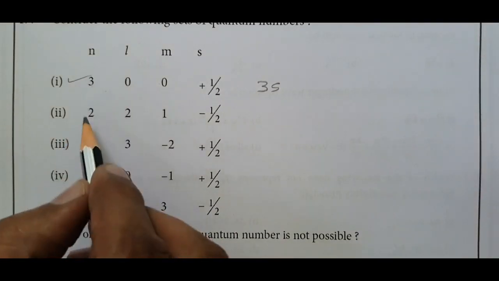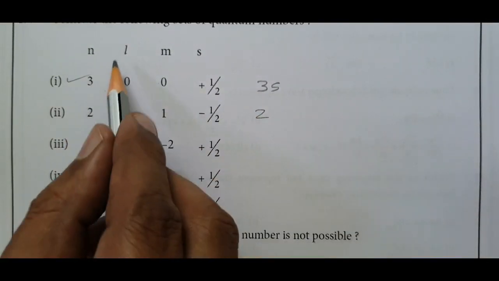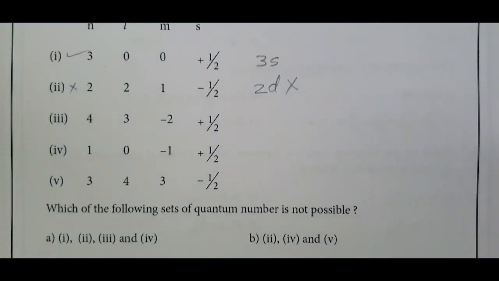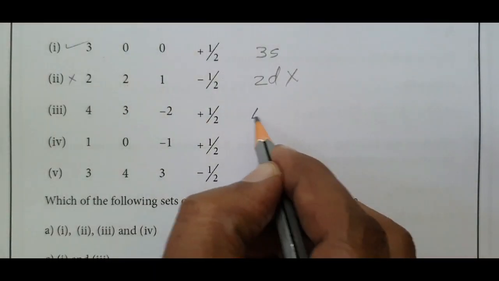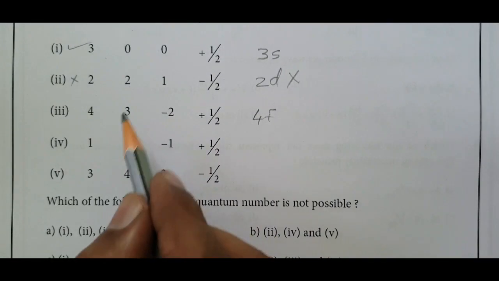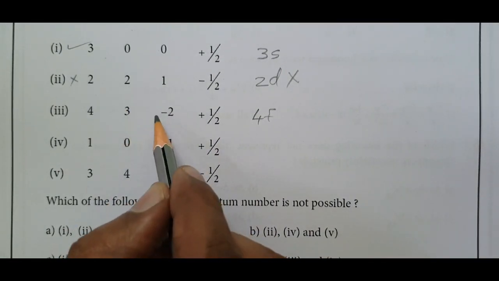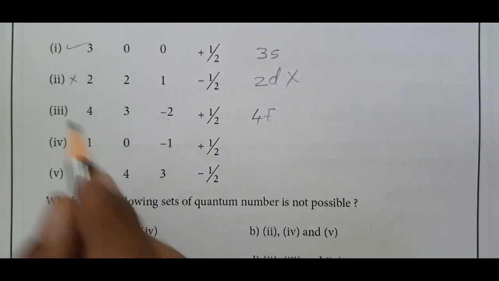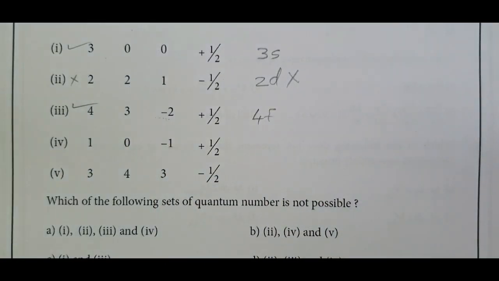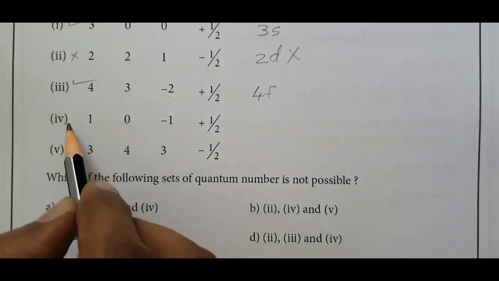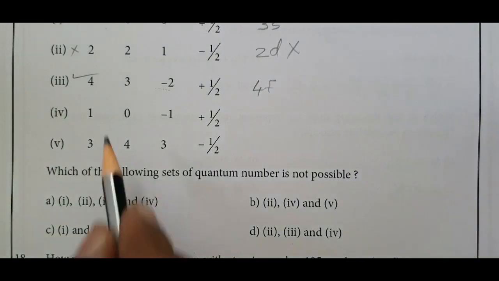Wrong answer. N equal to 2, L equal to 2 means that is d orbital. There is no 2d orbital. This is the wrong one. And n equal to 4, L equal to 3 means f orbital. For f orbital, L equal to 3, we know m is minus 3, minus 2, minus 1, 0, plus 1, plus 2, plus 3, with s plus half. This is the correct one. Then come to the fourth one.